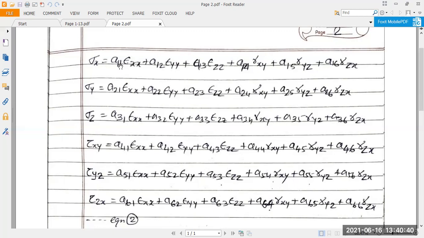The constants are A11, A12, A13, A14, A15, A16, then A21, A22, A23, A24, and so on, up to A61, A62, A64, etc., and A66. These are the constants, Cauchy's constants. We are supposed to know them if we are to know all these stresses at a particular point in the rectangular coordinate axes itself.